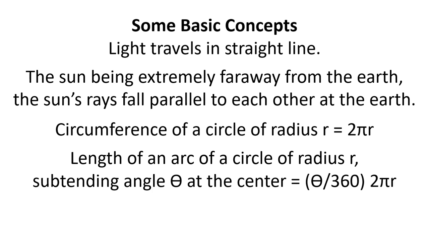Let us recall some basic concepts which will help us in understanding the procedure and calculation. First is that light travels in a straight line. Second is the sun being extremely far away from the earth, so the sun's rays fall parallel to each other at the earth. Third is that the circumference of a circle of radius r is given by 2 pi r, and the length of an arc of a circle of radius r subtending angle theta at the center is given by theta upon 360 into 2 pi r.